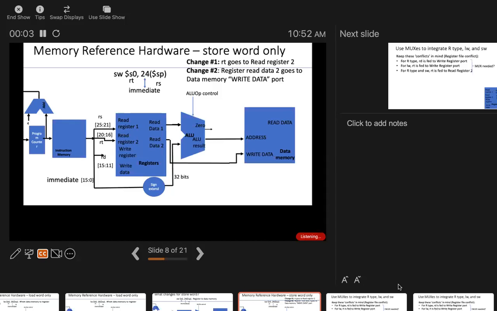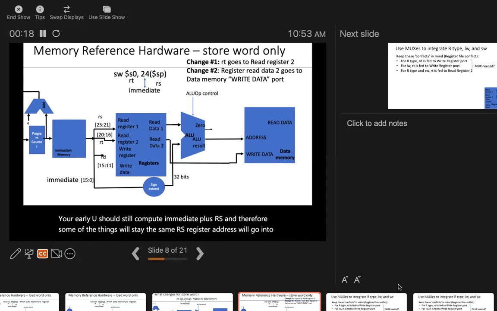Okay, so please have your attention on the board just one more time. Your ALU should still compute immediate plus RS, and therefore some of the things will stay the same. RS register address will go into the read register 1. Out will come the RS value. That's the first input of your ALU. The immediate 15 down to 0 will be sign extended to 32 bits. That will be the second input to the ALU.